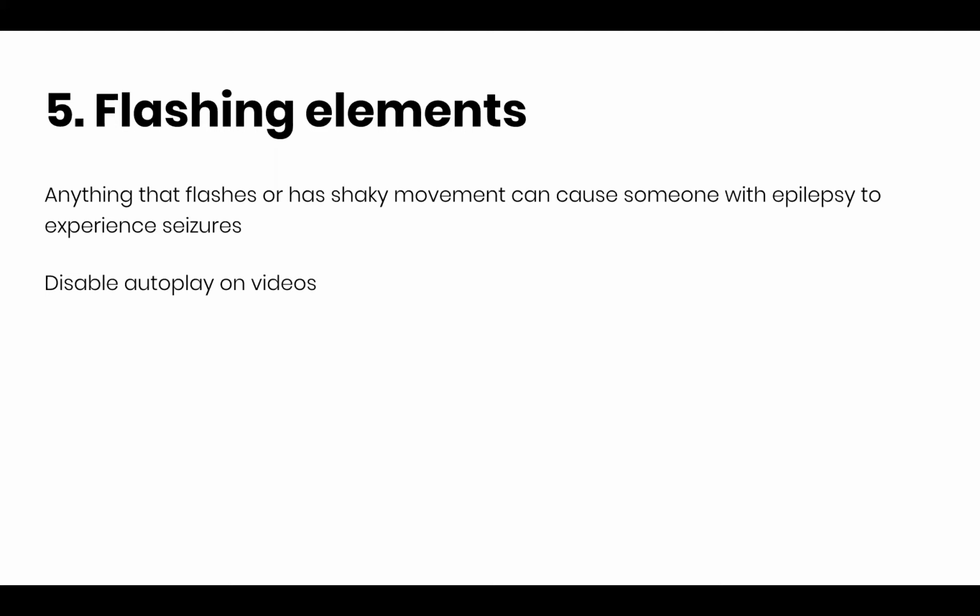So I did not include an example for flashing elements on purpose, because anything that flashes or has really shaky movement can cause somebody with epilepsy to experience seizures. It can be really bad for people with vestibular disorders. So that's things like people who get vertigo really quickly. So anytime there's something that auto plays or auto scrolls, like a carousel slider, that can cause issues for people. That's not to say that you can't incorporate some movement. Just make sure that there's not a ton of flashing to it. And if possible, disable autoplay on videos.